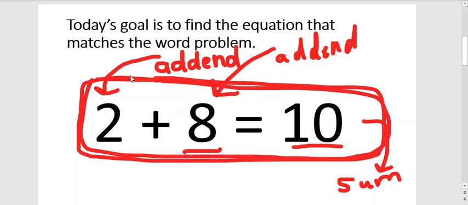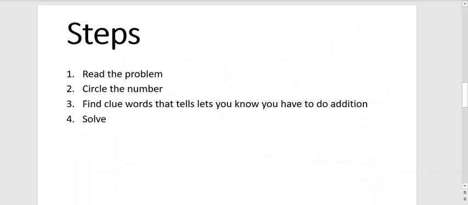So remember, an addition equation has an addend, and then it has an addend again, and then it has a sum. Now, when we're solving addition word problems, we need to follow steps.